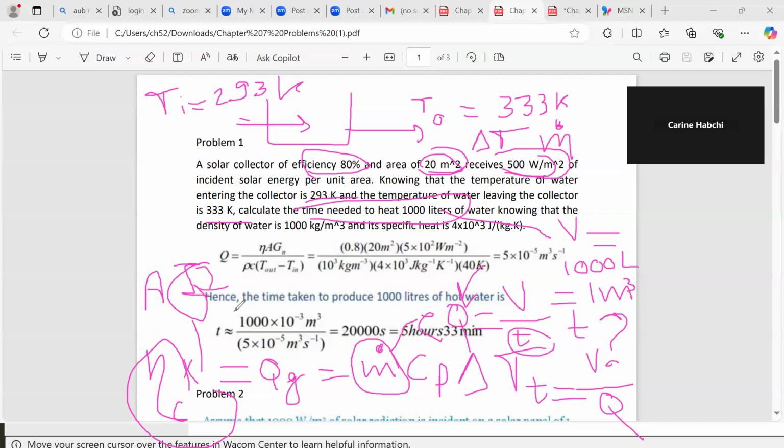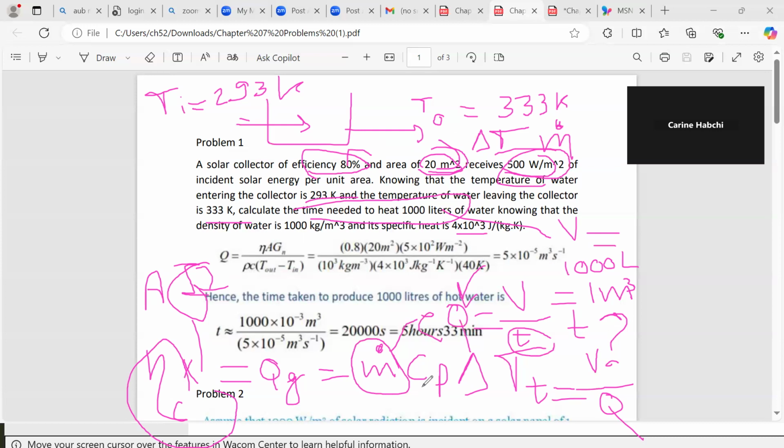And then you can say, once I do efficiency times A times G equals m dot Cp delta T, what is the only unknown in this equation? I have the efficiency is 80%, 0.8. The area is 20. The incident solar energy is 500. I have that Cp is given, Cp of water, 4 times 10 to the power 3. Okay, it should be in joule per kilogram Kelvin to have my result in meter cube per second. So pay attention to units. Okay.